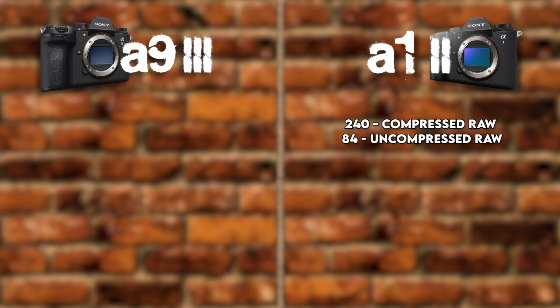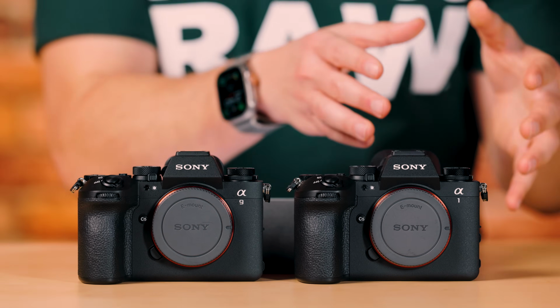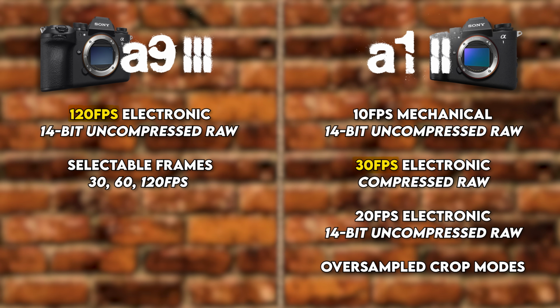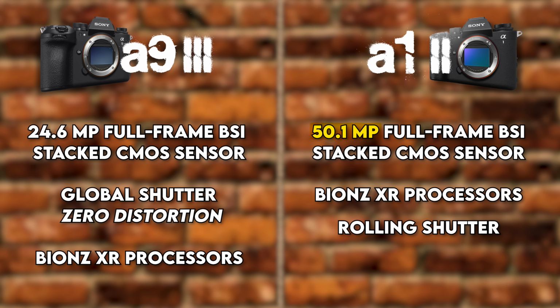Moving on to burst rate. The A1 II can do 240 RAW files when shooting in compressed RAW or 84 in uncompressed RAW before you fill the buffer. The A9 III can do 192 RAW files when shooting in uncompressed RAW. That's like 1.6 seconds of shooting if you're shooting at 120 frames per second. Remember that the A1 II does 30 frames per second, and the A9 III can do all the way up to 120 frames per second. So your buffers are going to vary there because one of them you're shooting so much faster. And of course, one of them is twice the file size because it's 50 megapixels versus 24.